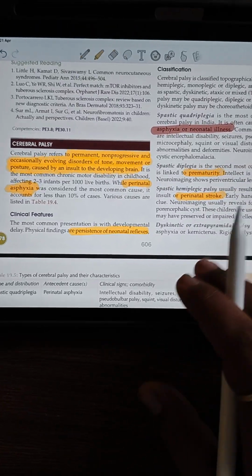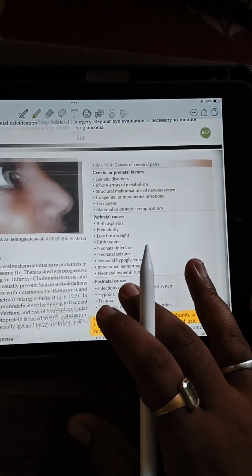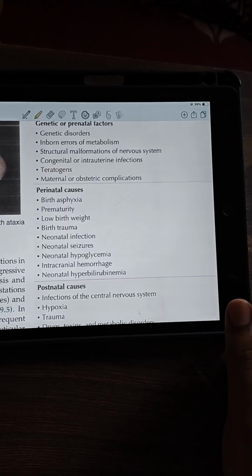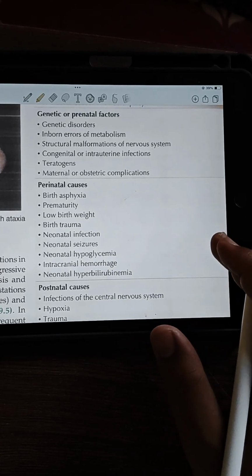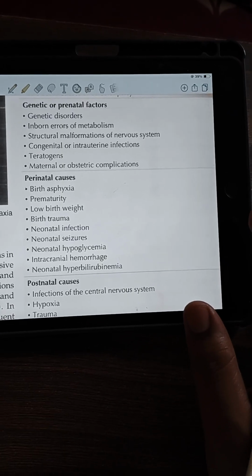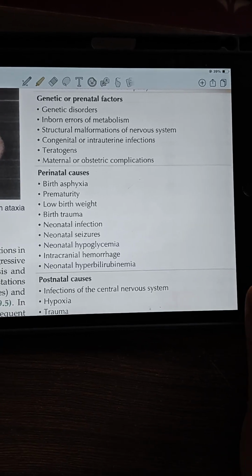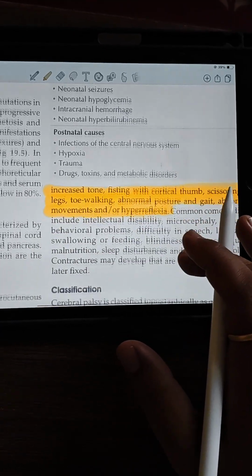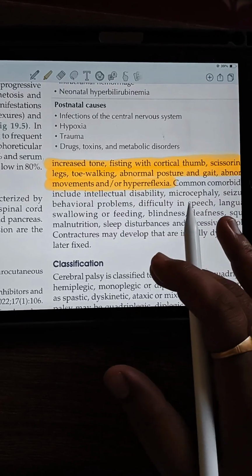So various causes are there for cerebral palsy. First of all, we will see the genetic factors, such as genetic disorder, inborn errors of metabolism, structural malformation of the nervous system, congenital or intrauterine infections, teratogens, maternal or obstetric complication. Perinatal causes are like birth asphyxia, low birth weight, prematurity, birth trauma, neonatal infection, neonatal hypoglycemia, neonatal seizure, intracranial hemorrhage, neonatal hyperbilirubinemia, and postnatal causes are like infection of the CNS, hypoxia, trauma, drug toxins, and metabolic disorder.